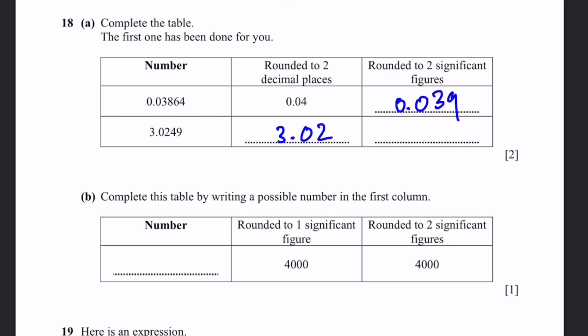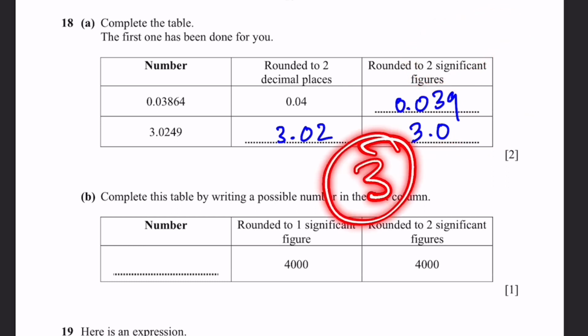Now let's take 2 significant figures for 3.0249. I just said that if the zeros are at the start of the number, they are not counted. But now there's a 0 which is after the 3. 3 is the first significant figure, the 0 is the second significant figure. Now the third one is the 2 here. And that 2 is less than 5. Therefore we don't do anything, just truncate it. 3.0. Why 3.0 and not 3? Because 2 significant figures means 1, 2. But 3 only has 1 significant figure.